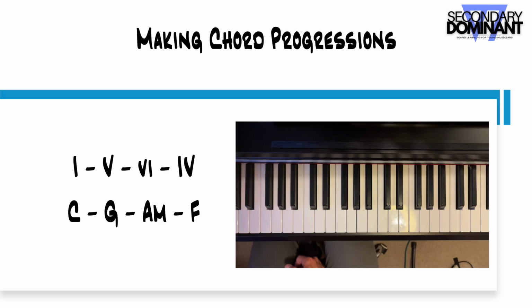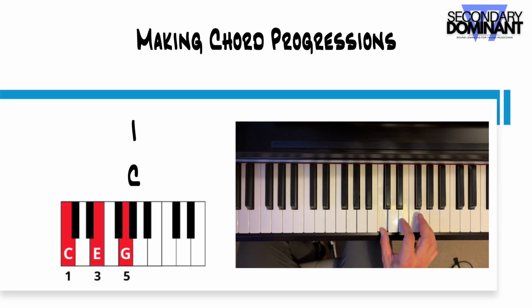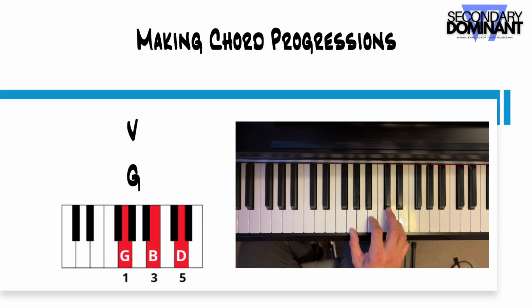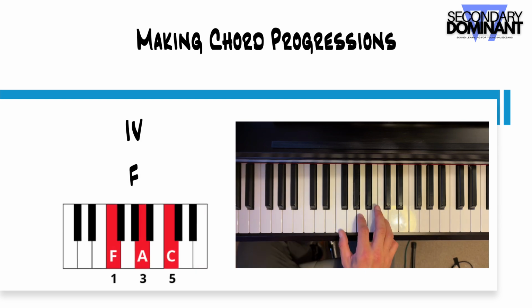So in the key of C major, this progression would be C, G, A minor and F. Just to quickly recap those, we have a C chord, C, E and G, the 1, 3 and the 5. We have the G chord, G, B, D. The A minor chord, A, C and E. And the F major chord, F, A and C. Now we're going to put them all together, a bit like this.